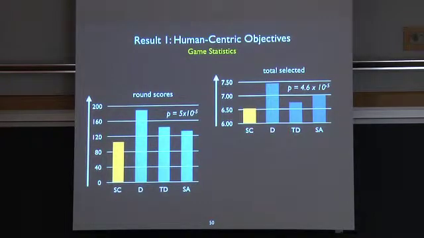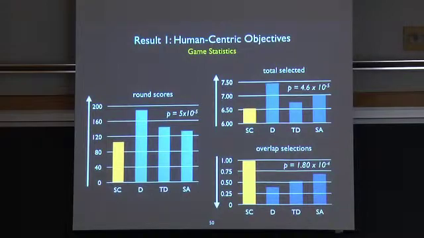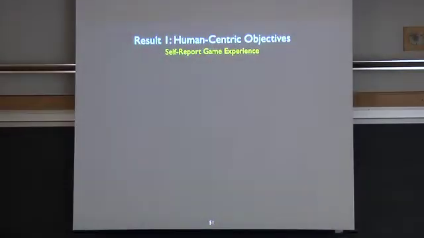They also selected more things in total. So between pairs of players, they actually selected more of the images in the grid. And they also overlapped a lot less. And this is kind of consistent with the questionnaire results.